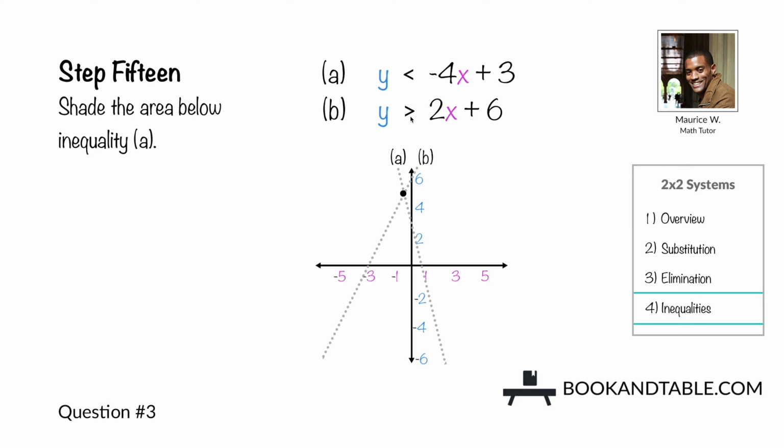And now that we have the lines for both A and B, step 15, shade the area below inequality A. We're shading the area below since we have less than. So we go to A and shade the points to the left or below that line. And now step 16, shade the area above inequality B since we have greater than. So you go to B, sketch the points above. Here we see the overlapping area, or the area of solutions, are the points between the lines here. So this would be the answer to question number 3.